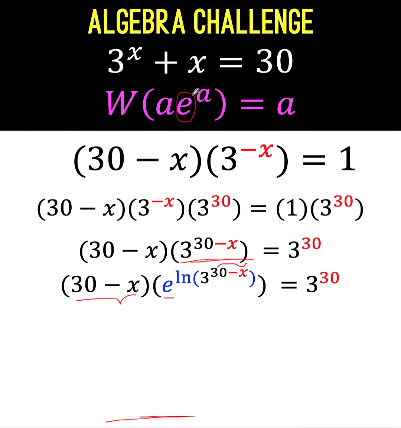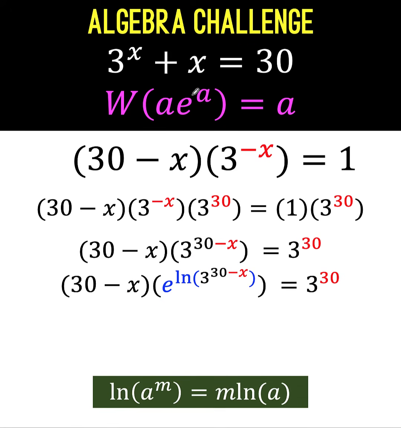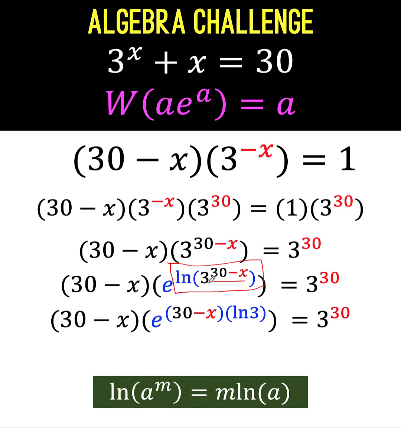So how can we further simplify this? Let's recall the property of logarithms that says the ln of a^m is just the same as the exponent m times ln of a. That means if you look at this part here, we can simplify this by appending 30 minus x to the front of ln and copy ln 3, and here is the result.